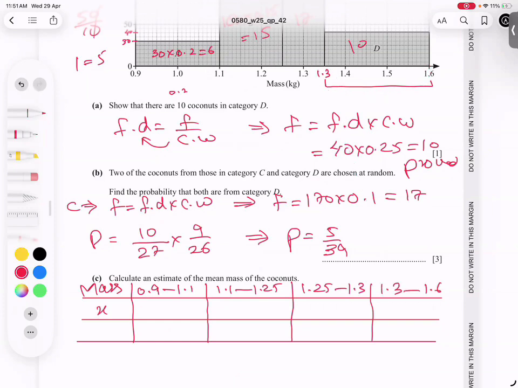Now I'm writing the frequencies: 6, 15, 17, and 10. This is the frequency, not X.